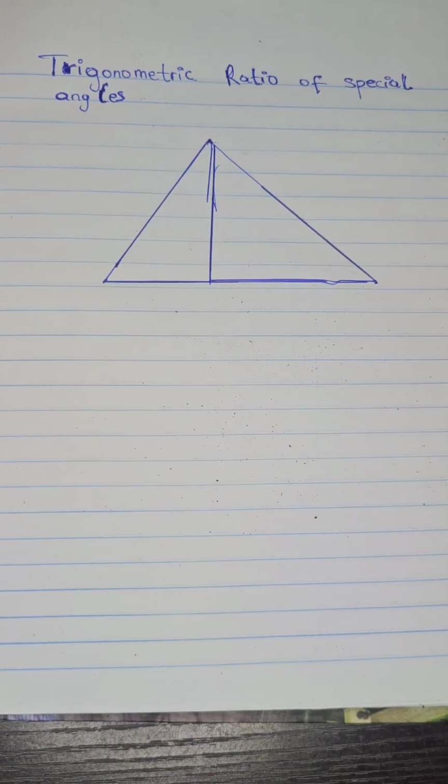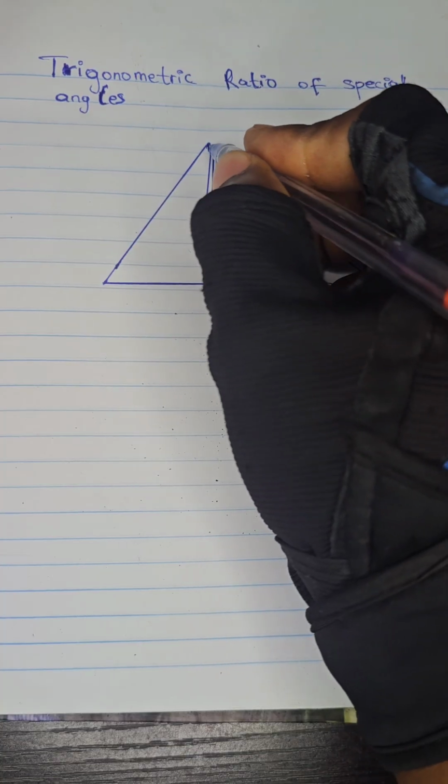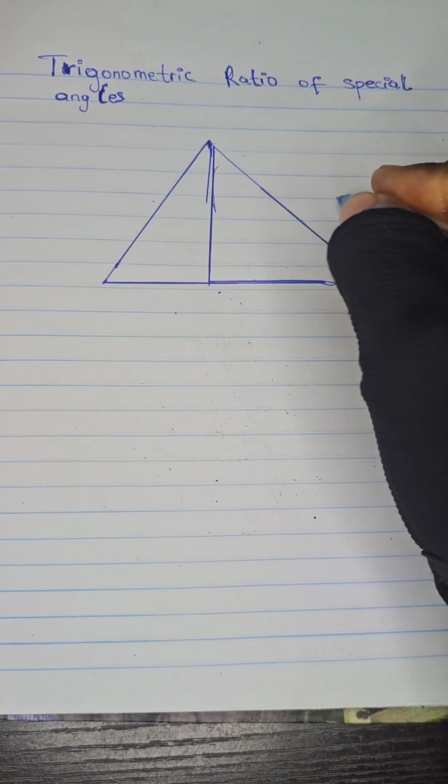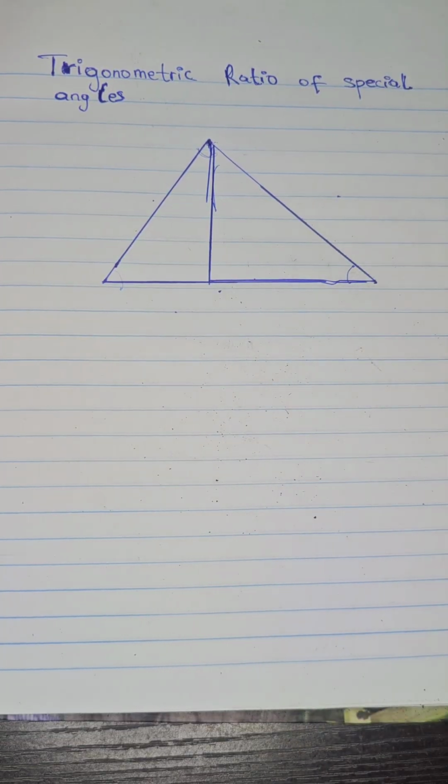So let's assume this is an equilateral triangle. I know I didn't draw it up to scale, but what equilateral triangle means is that all sides are equal and all angles are equal. It means that here is equal to here and equal to here, and this angle is equal to this angle and equal to this angle.